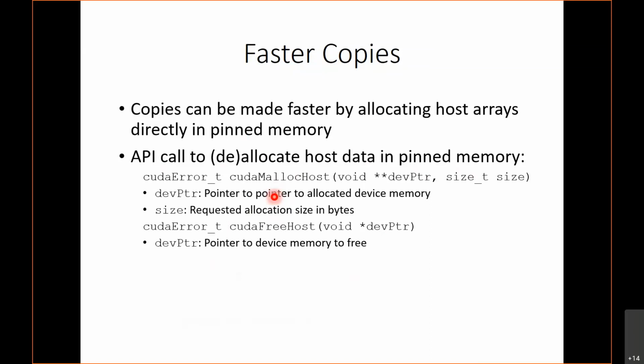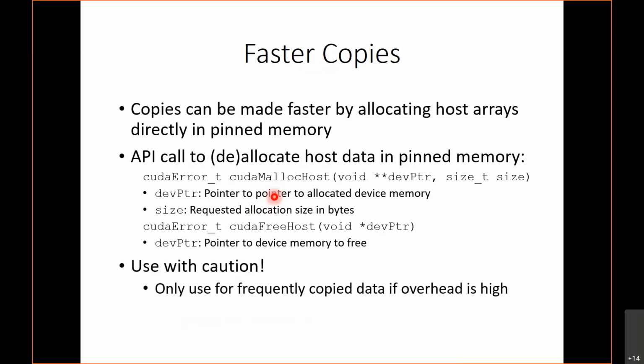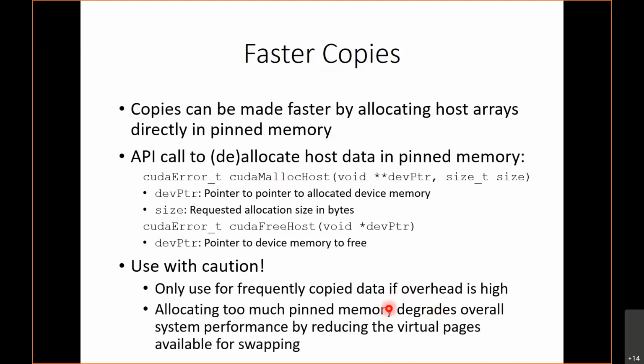Right, exactly. When I pin a page, I'm telling the OS that it cannot swap this page out. So if I allocate everything in pinned memory, I'm telling the OS I want all my memory pages not to be swapped out. That means the OS has less flexibility in swapping things back and forth, which degrades system performance because it has fewer choices when it wants to evict pages. And obviously I cannot allocate more pinned memory than the memory I actually have in the system. So you have to use pinned memory with caution. It should only be used for data that we frequently copy between the CPU and the GPU. If we allocate too much pinned memory, it degrades overall performance because we're reducing the virtual pages available for swap.